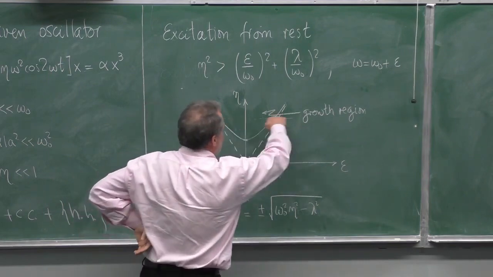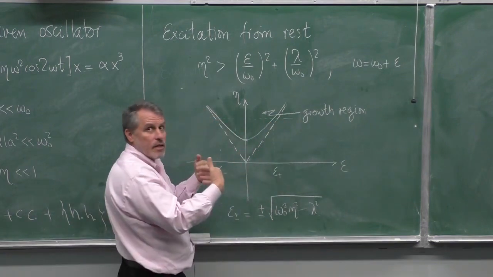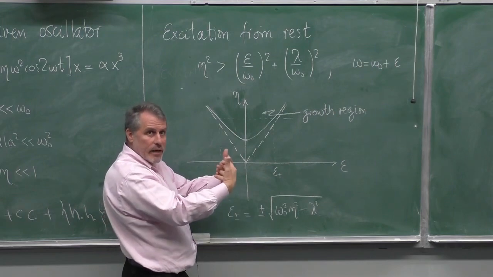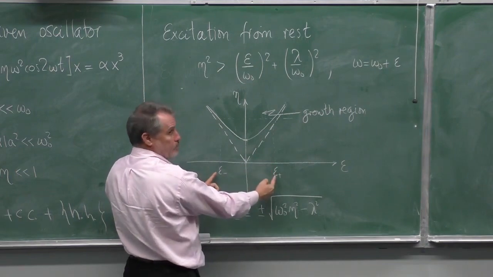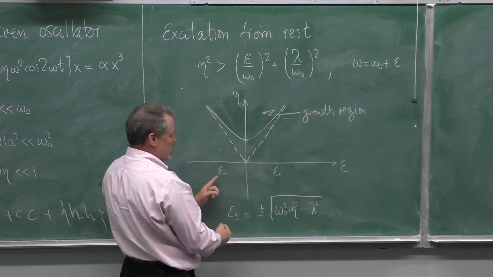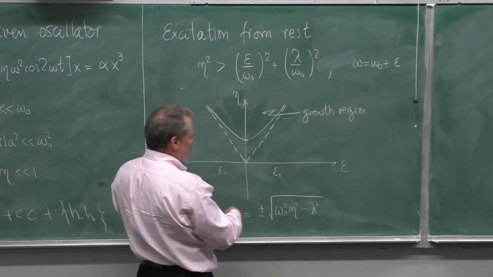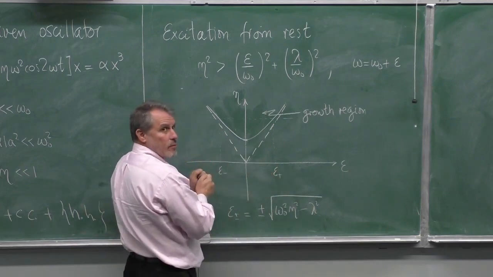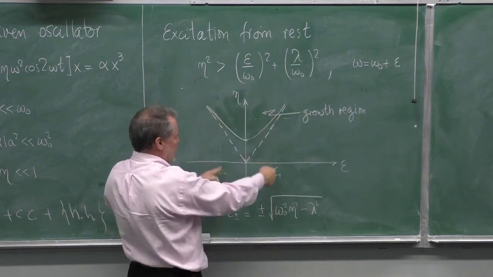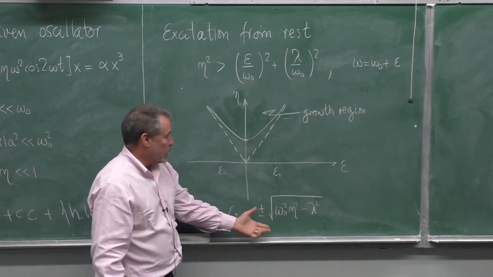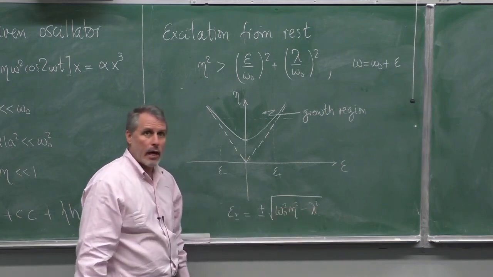For a given drive amplitude, there is a whole range of frequencies for which the system can be excited from rest, and that range is bounded by two values, epsilon plus and epsilon minus. Given an amplitude eta, we can determine the range of values of epsilon for which we are within the growth region, simply the intersection of eta with the curve, which gives us the two values. I have them written here. Notice, of course, that omega naught squared times eta squared has to be bigger than lambda squared for that to have a solution.